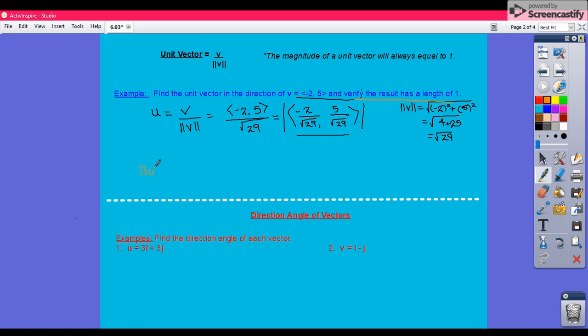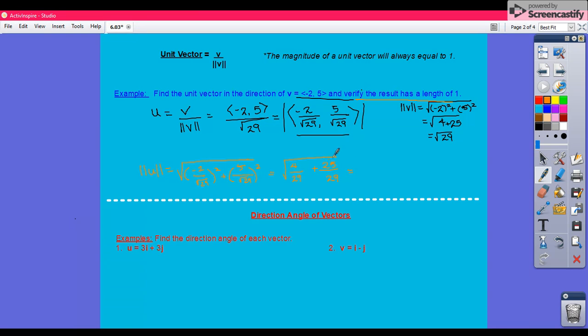So I'm going to take each one and square it. So the square root of -2 over square root of 29 squared plus 5 over square root of 29 squared. And that would give me, whenever I square a fraction, I square each one individually, -2 squared would give me 4. And the square root of 29 squared, squared and square roots get rid of each other. So that just leaves you with 29 plus 5 squared, which is 25, over, again, square root of 29 squared. Square and square roots get rid of each other, leaving you with 29.